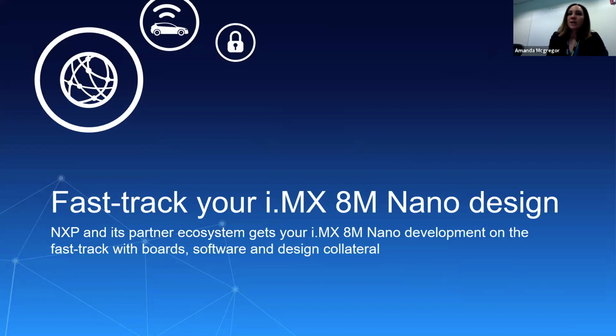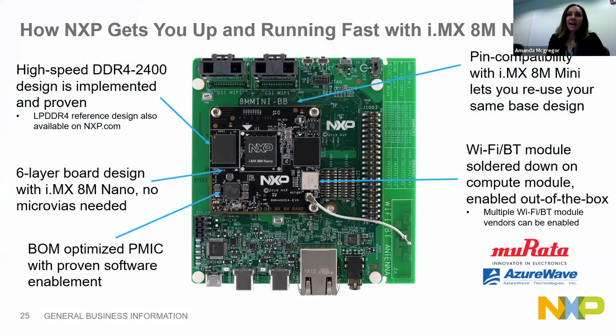Okay, so how do we help you fast track your 8M Nano design? Okay, so we have an EVK that we really believe helps get you up and running fast. We have all the high-speed DDR routed, brought up, proven. We have design files available. We have LPDDR4 reference designs available on nxp.com as well. We have DDR3L designs coming in the second quarter of next year. We have a 6-layer board design, again, proven high-speed DDR, lower cost manufacturing.